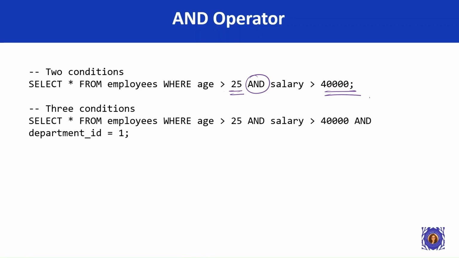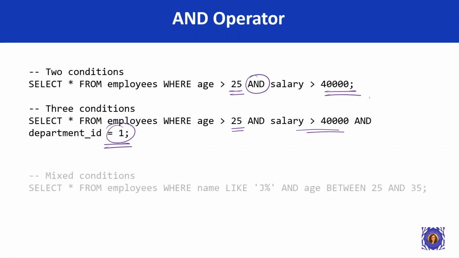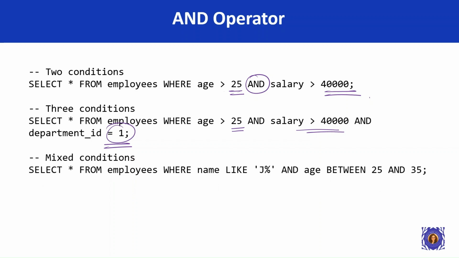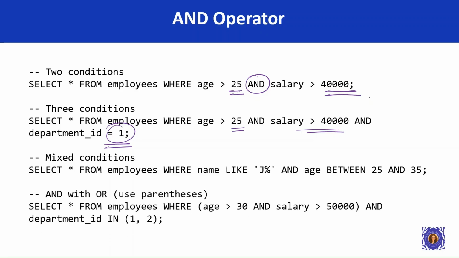Now, if you want to have 3 conditions, that means age should be more than 25, salary should be more than 40,000 and the department ID should be equal to 1. Anything else is false. Mixed conditions is like we can just have some pattern matching, we can add between operator. We can also use AND with OR. Instead of AND, you can also write OR. It's the same thing. Like first, these 2 conditions will be checked. The output will be in OR with this condition.